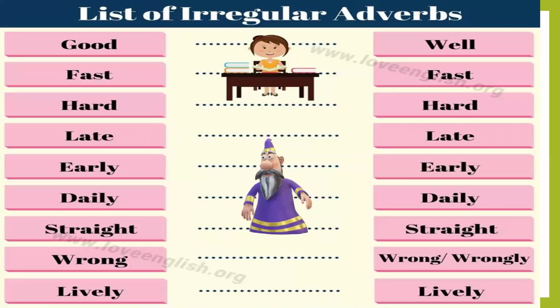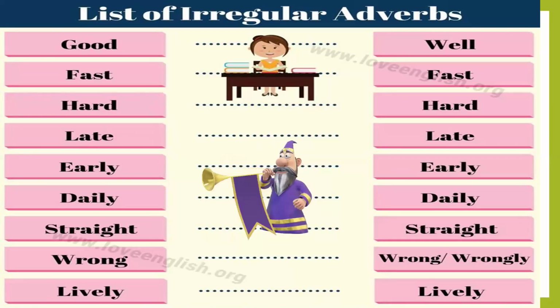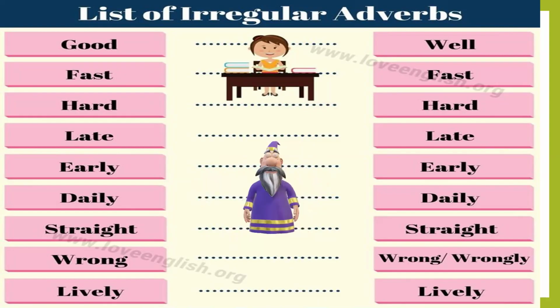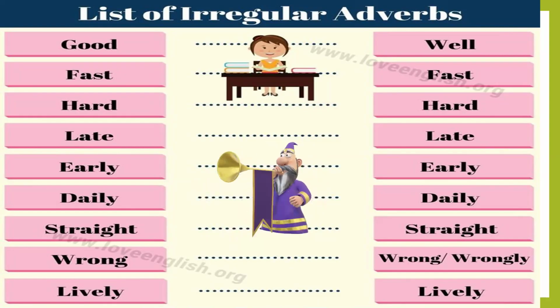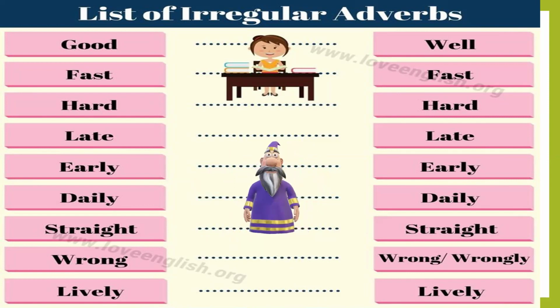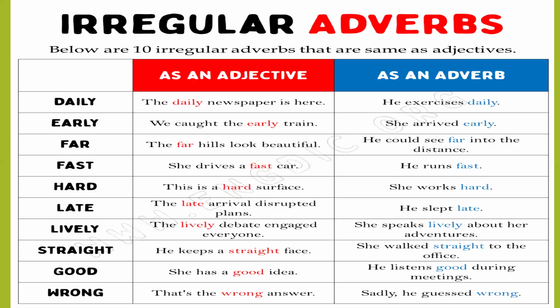So it is only different in function. We will distinguish them to know what function the word is doing. If it is modifying a noun or pronoun, it is an adjective. If it is modifying a verb, adjective or other adverb, it is an adverb. Irregular adverbs are given in this list, in this slide. Examples of irregular adverbs are given.